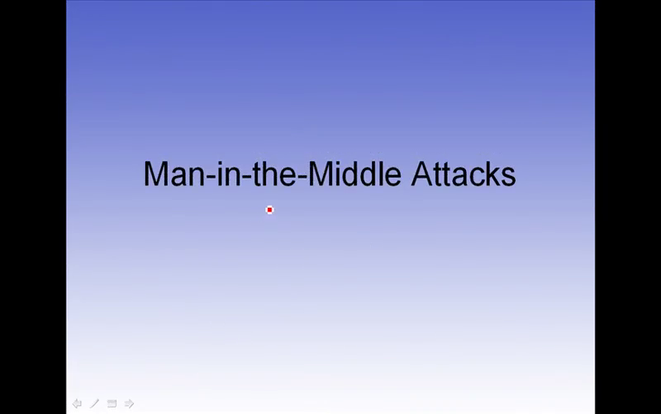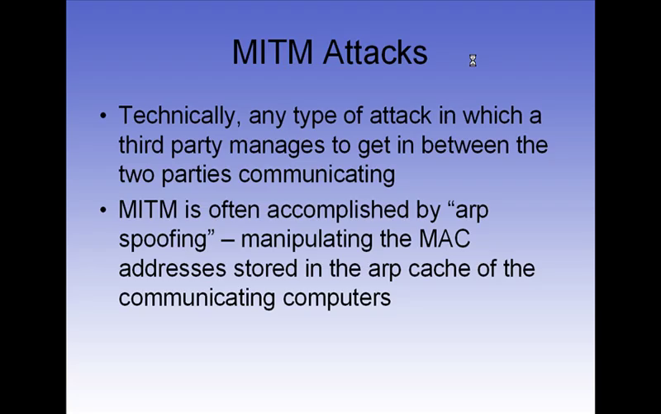Let's look at the so-called man-in-the-middle attacks. Technically, any type of attack in which a third party manages to get between the two original parties that are communicating is referred to as a man-in-the-middle attack. And we often abbreviate this MITM. MITM is often accomplished by ARP spoofing. By ARP spoofing, we mean manipulating the MAC addresses stored in the ARP cache of the communicating computers, and I'm going to show you how this works.